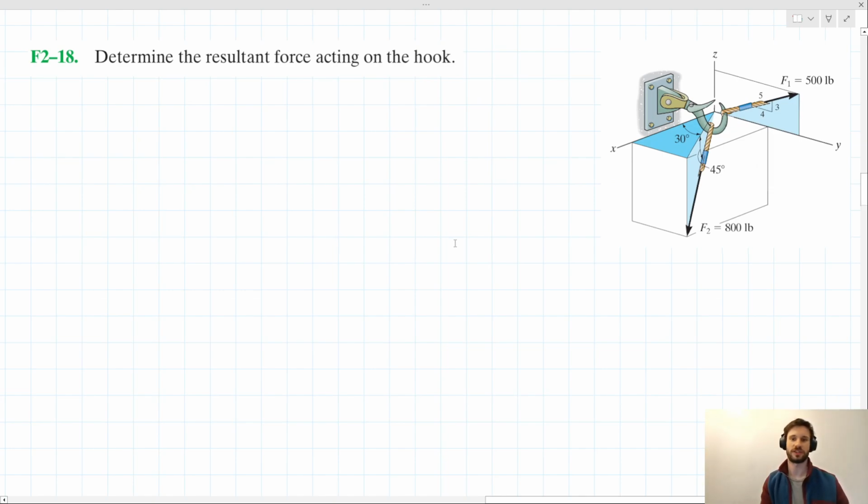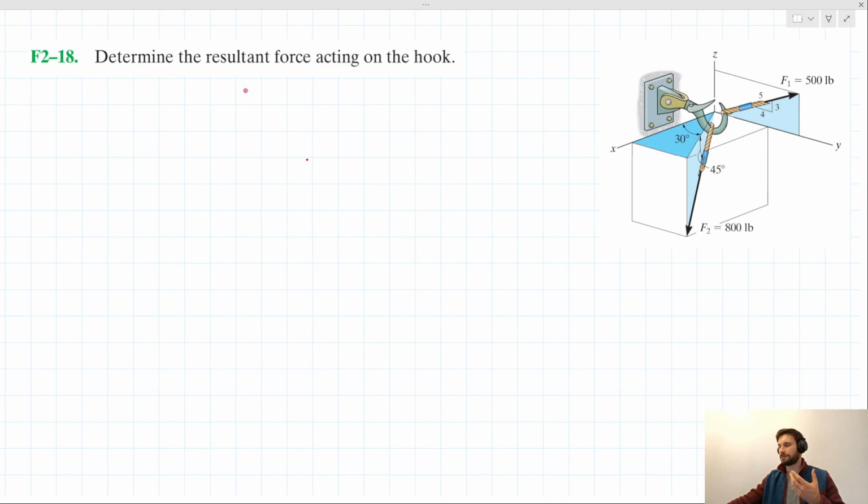Okay, so hello and welcome to this video tutorial for R.C. Hibbeler's Engineering Mechanics Statics textbook. So we have this problem from chapter 2 here, which is asking to determine the resultant force acting on the hook.